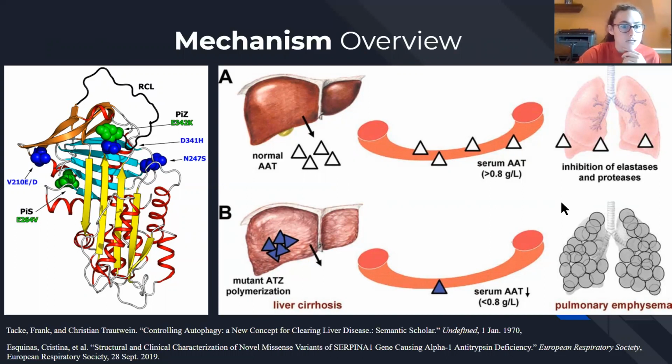The other allele that's mutated is the S allele, which can also be seen in the image on the left. This causes a cleavage between the alpha helix and beta sheet, which causes a very unstable form of the protein. This protein can leave the liver, but is quickly degraded. So again, it has low serum levels in the blood and causes pulmonary emphysema along with other lung symptoms.